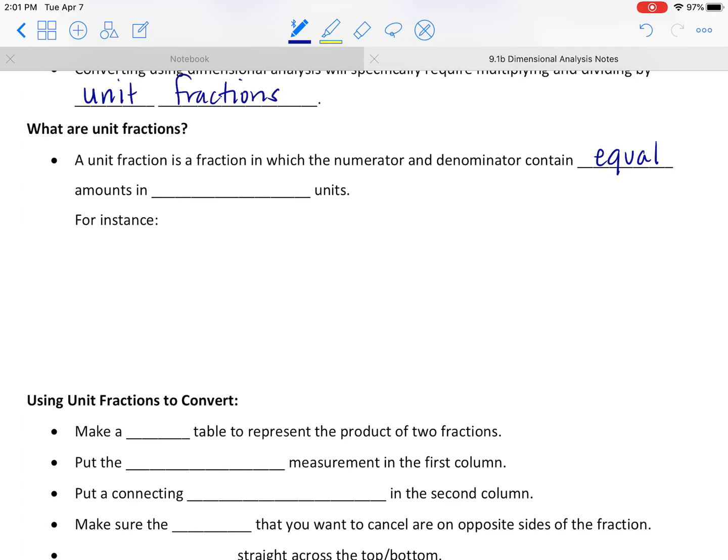Okay, so what is a unit fraction? A unit fraction is a fraction where the numerator and the denominator have equal amounts. So the amount that we have on the top and the amount that we have on the bottom are the same, but they're in different units. For example, we could say 12 inches and 1 foot. Those are equal amounts. They're the same length, but one of the units is in inches and one of them is in feet. If we made a fraction out of this, we would call that a unit fraction.